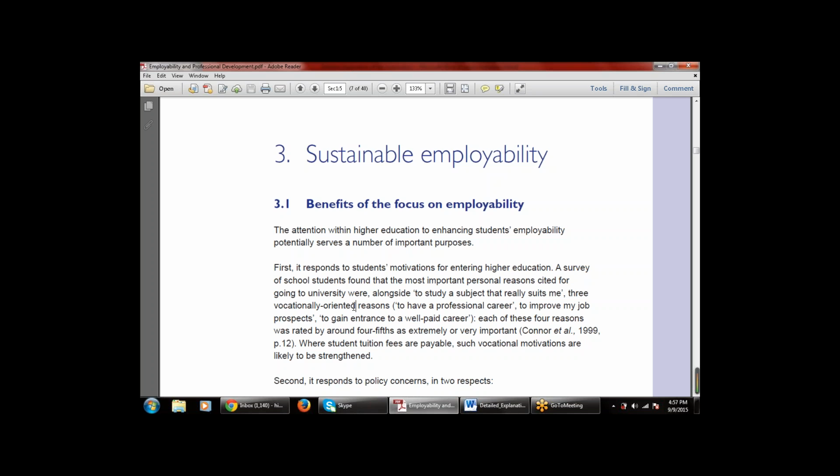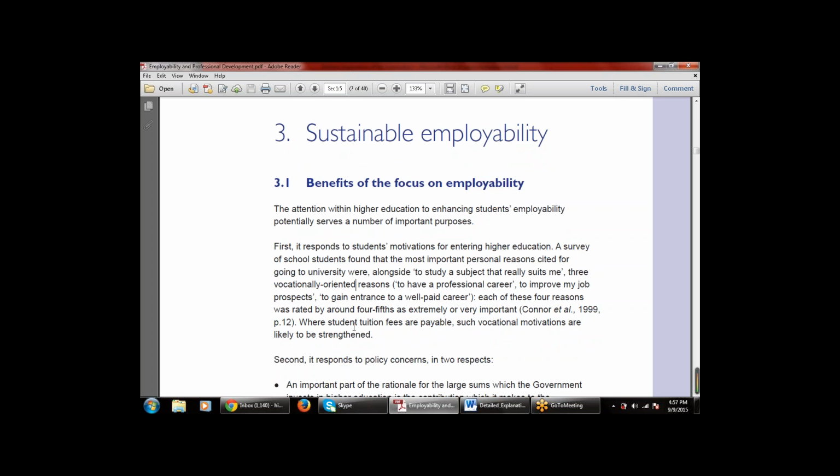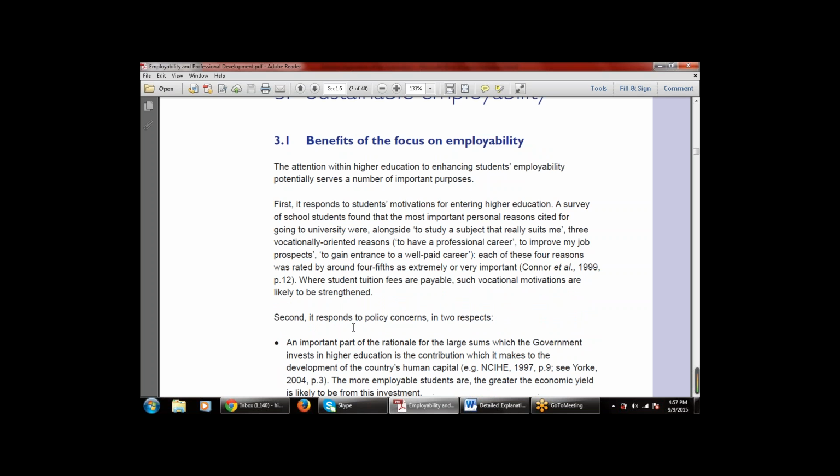Then the three vocationally oriented reasons depend on the career also: the professional career, improving job prospects, and gaining entrance to a well-paid career. Now, what is the second point? First, it responds to student motivation for entering higher education.